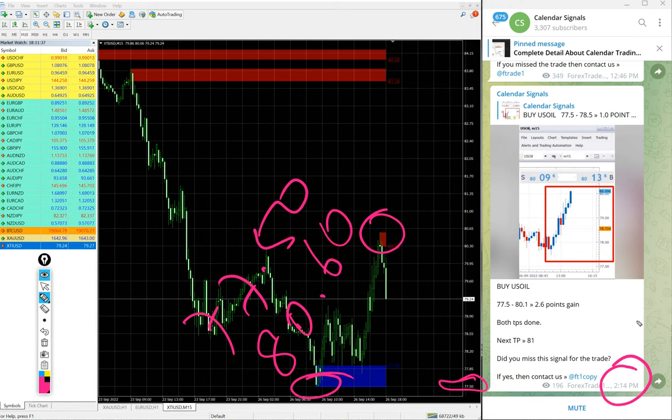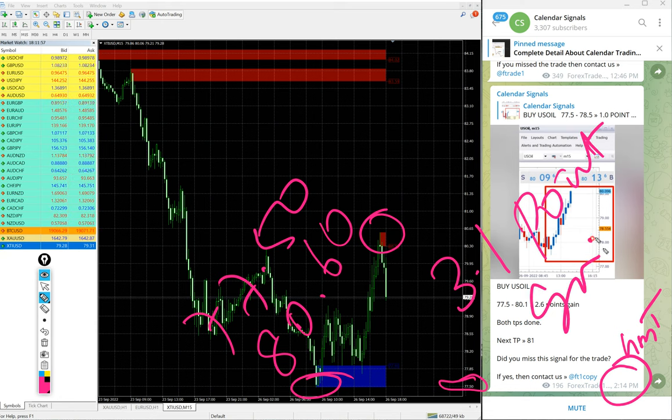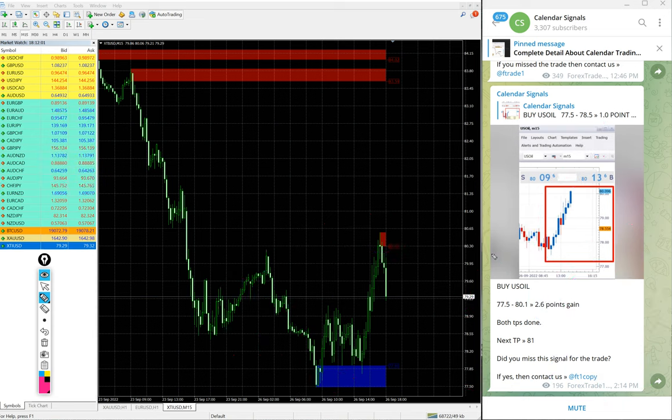At 2:14 p.m. GMT, we mentioned 2.6 points. At that time, high traded was 80.1. It further moved 0.5 points, so 3.1 point gain as of now. Huge profit on USOIL buy signal, 3.1 point gain. In USOIL, 3.1 points movement is huge.